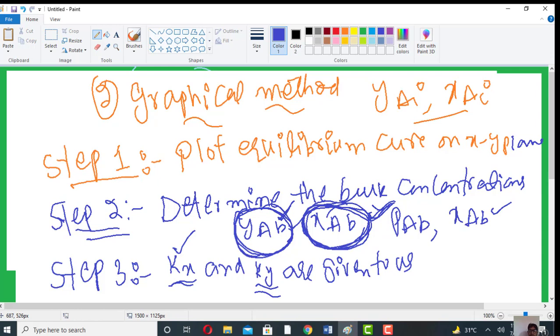So we will find the slope of the line. The slope of the line, which is m, can be found by kx divided by ky. So in the third step, we find the slope of the line, which is obtained from kx and ky. Now what are kx and ky? They are the mass transfer coefficients, and their values will be given to us in the problem.